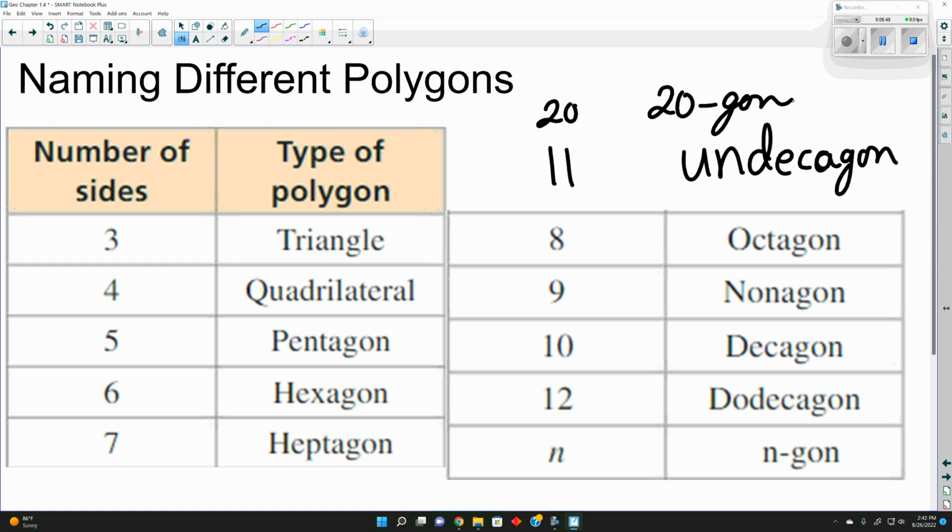Y'all know what they call a polygon that's run away? Do you know what they call a polygon that ran away? No. It's in gone. It ran away, it's in gone.